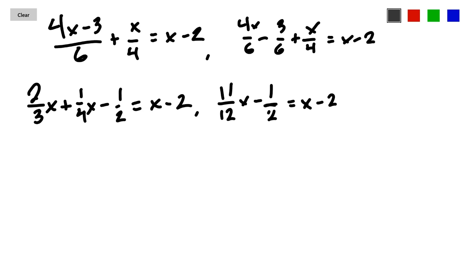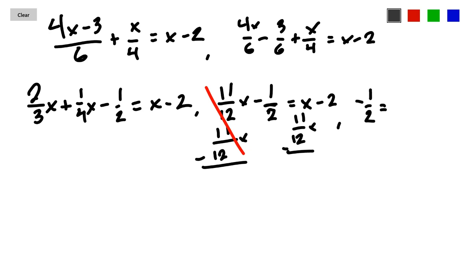So even though we have fractions, we still have it in a form that is going to be familiar to us. So what I'm going to do is subtract 11/12 x from both sides, because 11/12 x minus 11/12 x gives me 0. And so I'm left with negative 1/2 is equal to 1/12 x minus 2. And then I'm going to add 2 to both sides to get the x isolated.